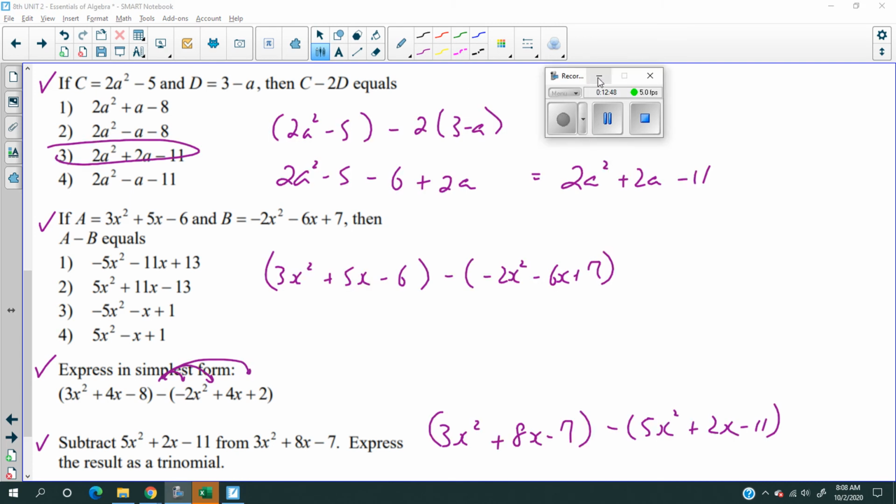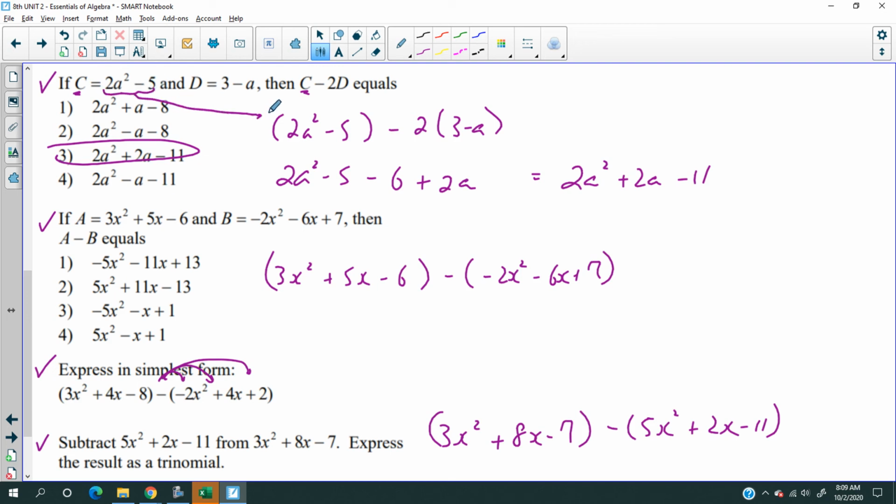Okay, all right, and we're back. So what I did was this. I did the first one as an example. I should have done this one with you guys. See C here? This is C, right? So I took this expression, put it here, and then minus 2D, minus 2 times D. This was D, so I put that here. Notice that? And now I just got to distribute and combine like terms, right? So I did that, and that's what I got as an answer.